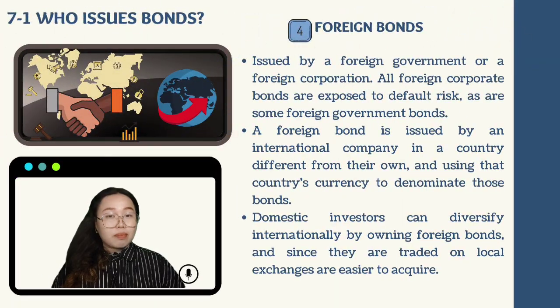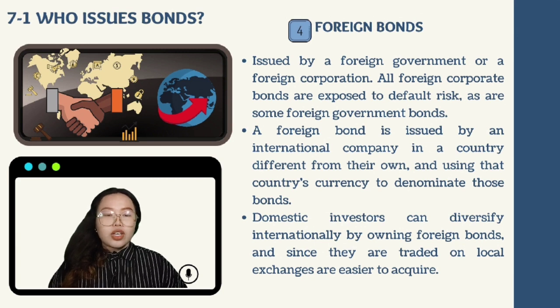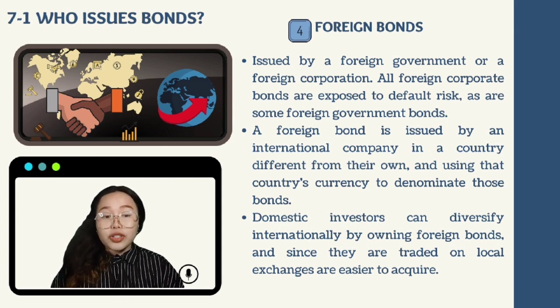Now let's go to our fourth one, which is the foreign bonds. When we say foreign bonds, it is bonds issued by a foreign company or a foreign corporation. All foreign corporate bonds are exposed to default risk, as are some foreign government bonds. A foreign bond is issued by an international company in a country different from their own, using that country's currency to denominate those bonds.